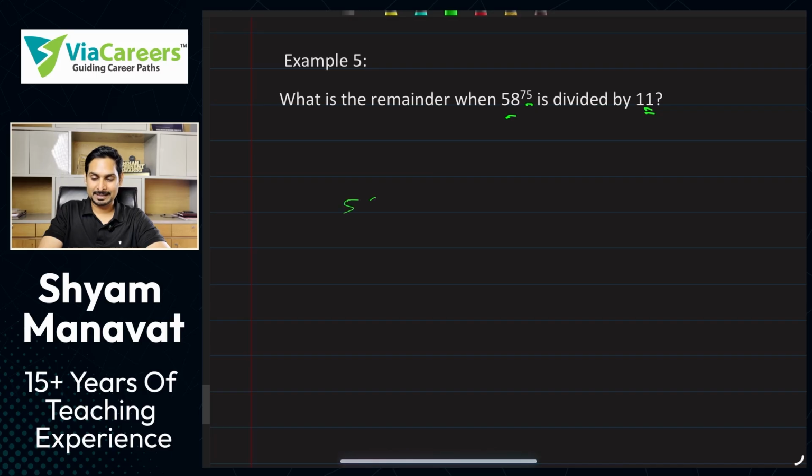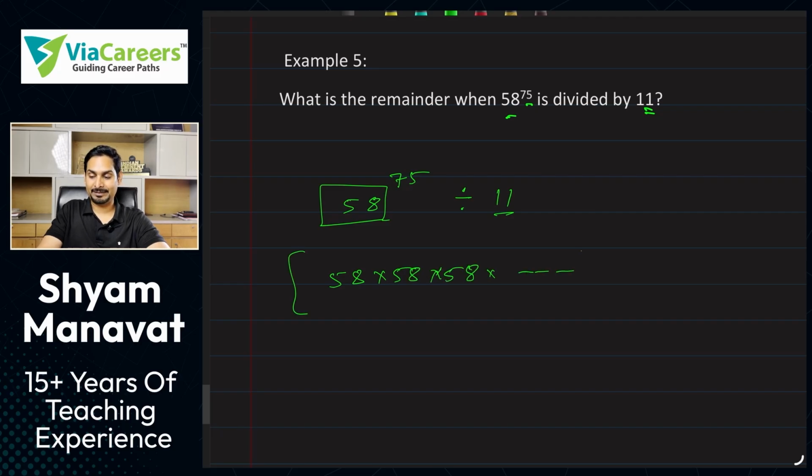Here we got 58 to the power 75. That's the question, divided by 11. And I hope by now you have comfortably understood that if base is more than the divisor, first of all deduct the base. Because what does it mean? It means 58 multiplied by 58 multiplied by 58. 58 multiplies itself how many times? 75 times, and then divide by 11, right? So you take each term and divide by 11.